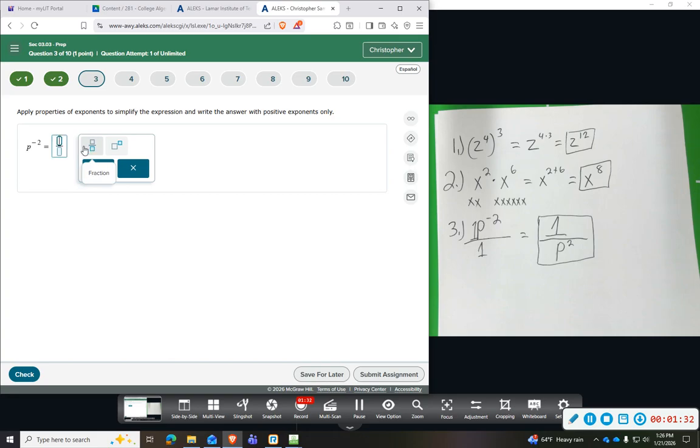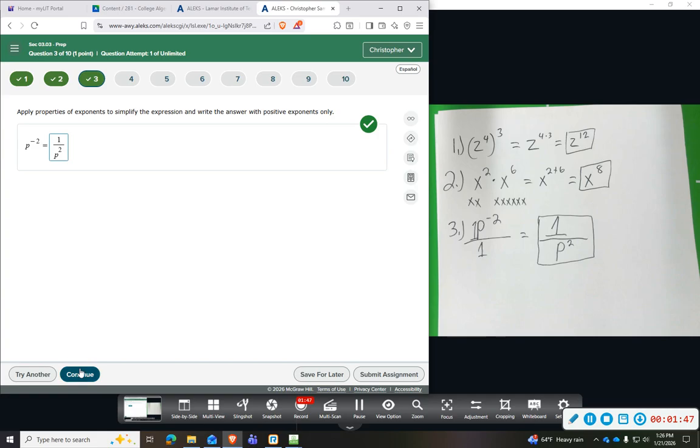So this time we'll need a fraction, a 1 on top, and then in the bottom I now need an exponential expression, and this is going to be p to the second power. All right, we got green.